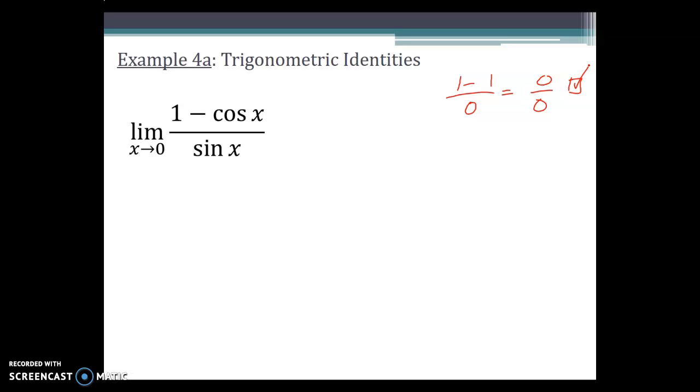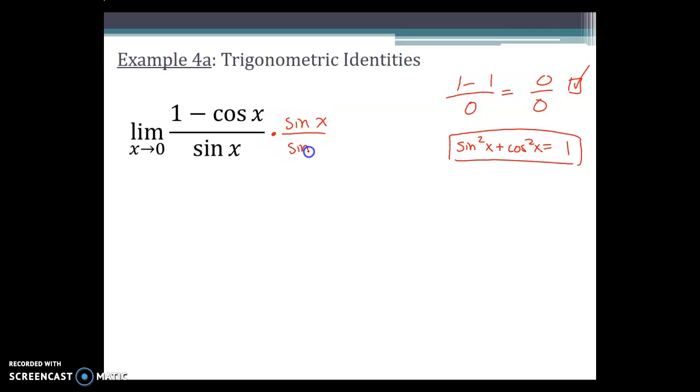So what are we doing here? We want to manipulate this thing somehow. Been a long time, but how can I get sines and cosines playing together? We remember that sine squared plus cosine squared is equal to 1. That's the Pythagorean identity. How can I make this thing into a sine squared? Well, let's, I don't know, multiply by sine over sine.